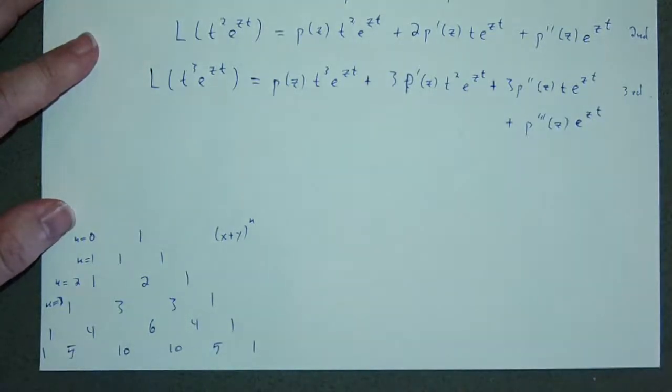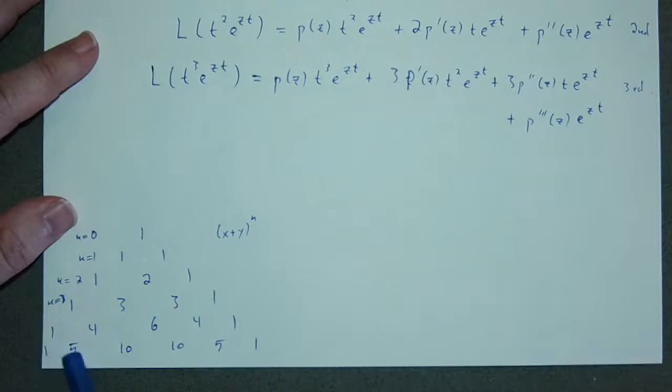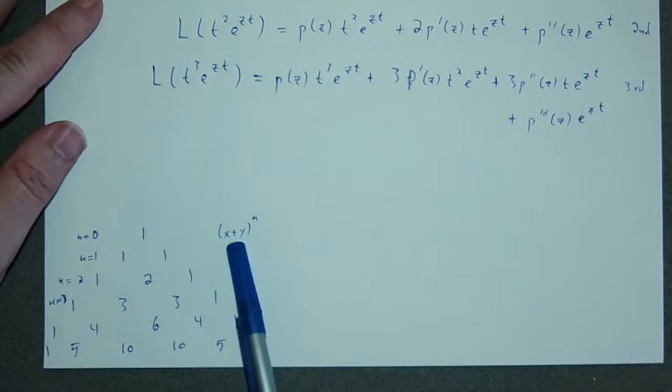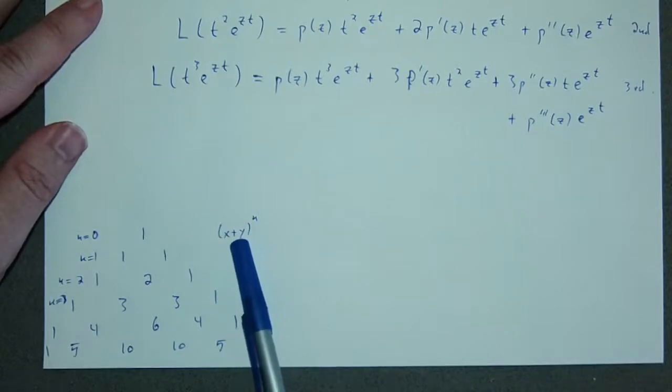Of course, you obtain these numbers by adding, so the 1's go on the outside. The number here is the sum of the two numbers to the left and right above it. So 1 plus 3 is 4, 3 plus 3 is 6, 3 plus 1 is 4, and then the 1 goes to the outside. 1 plus 4 is 5, 4 plus 6 is 10, 6 plus 4 is 10, 4 plus 1 is 5, and 1 goes to the outside. So this is how these things are generated. You can generate the coefficients in binomial expansion for x plus y to the n using Pascal's triangle like this.